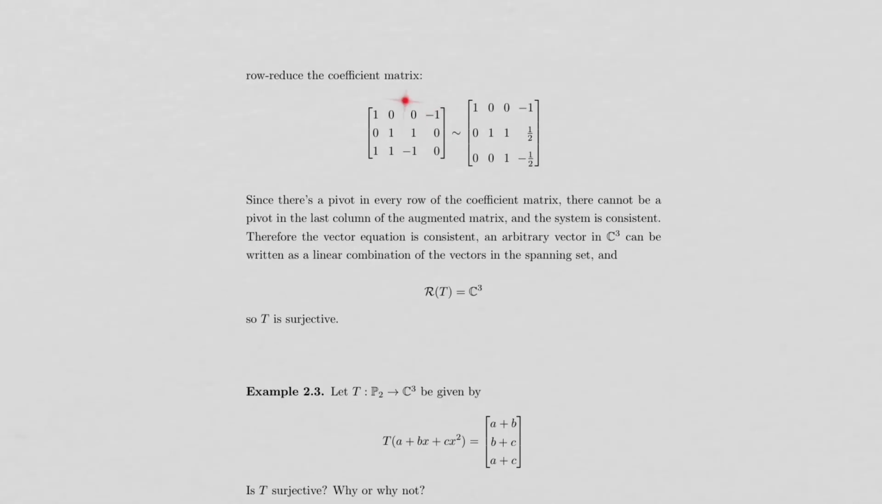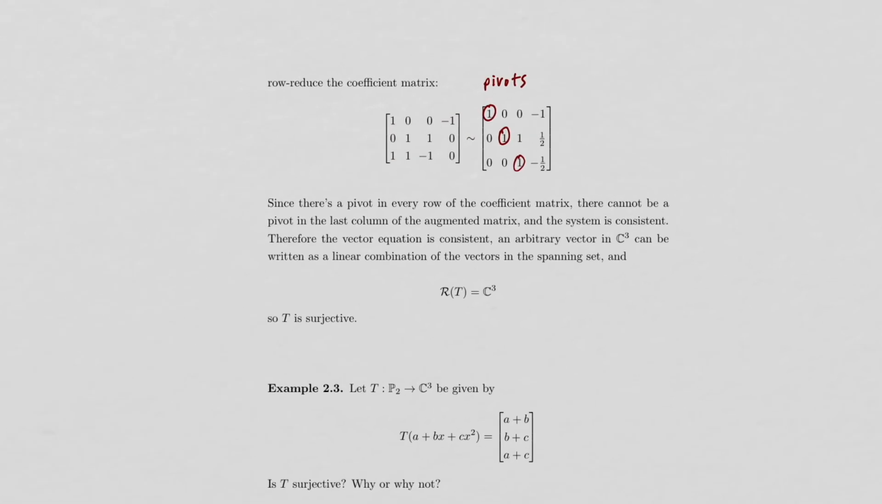Well, if we just take the coefficient matrix of that system, which is here, and row reduce it, we can see that we get a pivot in every row of the coefficient matrix. So there's no pivot in the last column of the augmented matrix. Therefore, the system is consistent. The span of that set, which is the range, is equal to C3. And by the theorem we saw earlier, T is surjective.